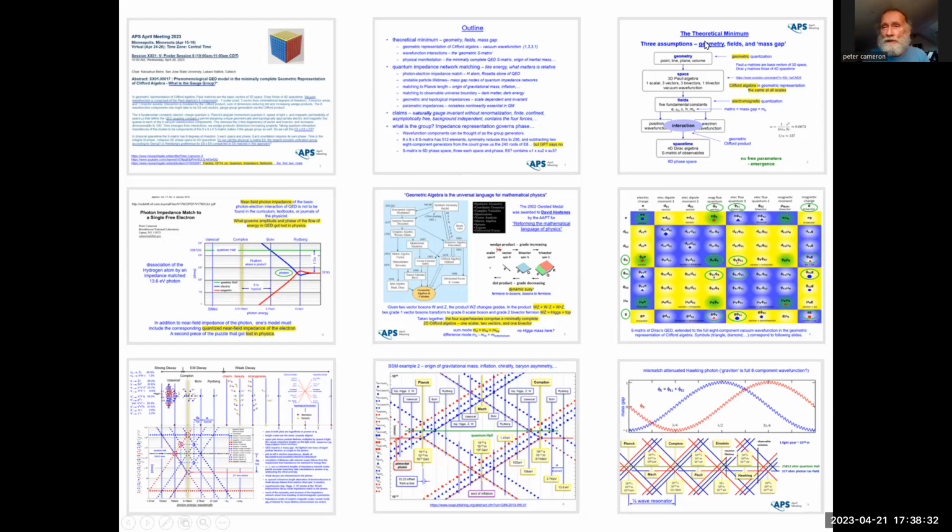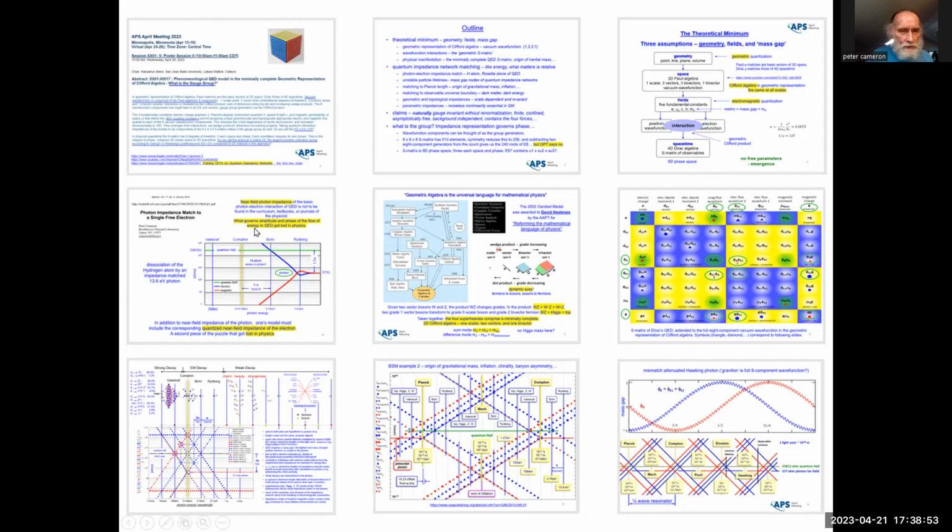This is the theoretical assumptions. We can run through that quick. It's just geometry, fields, and a mass gap. The 3 things that you need to actually build the model. That's the assumptions. Here we're impedance matching a photon to the hydrogen atom.